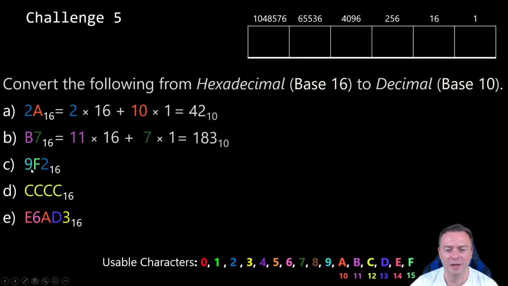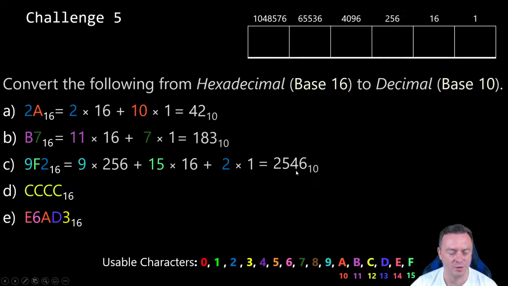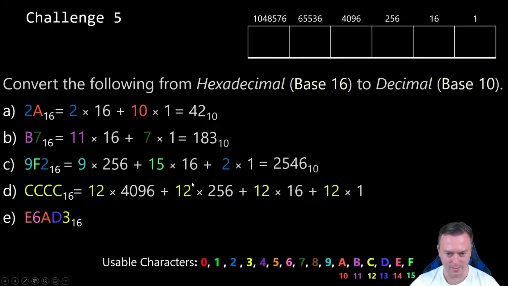With this one, you have 9 in the 256s column, plus F, which was 15 in the 16s column, plus the 2 in the 1s column. So you would do 9 times the 256, plus the 15 times the 16, plus the 2 times the 1, which gives you 2,546. This one, CCCC, means 12. So you would have 12 lots of 4,096, 12 lots of 256, 12 lots of 16, and then 12 lots of 1. So you type that in your calculator and you get 52,428.